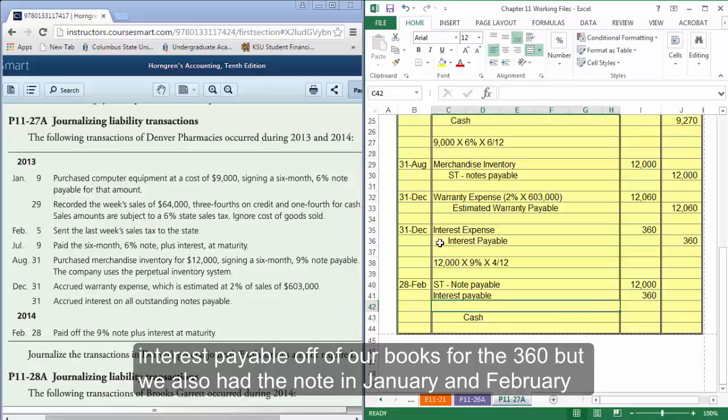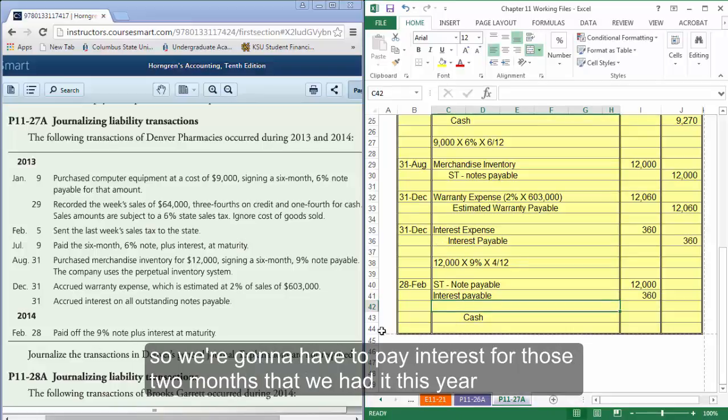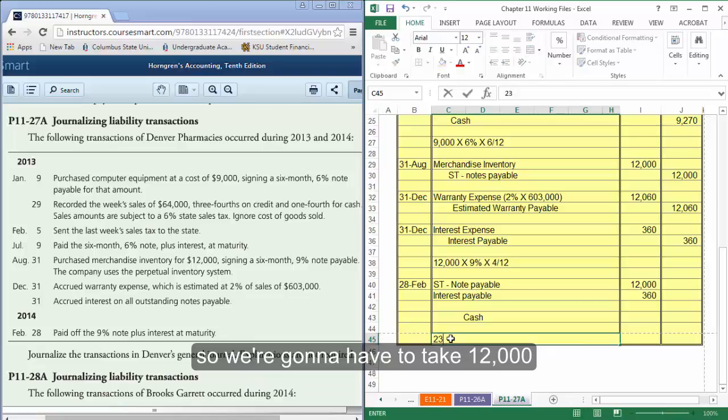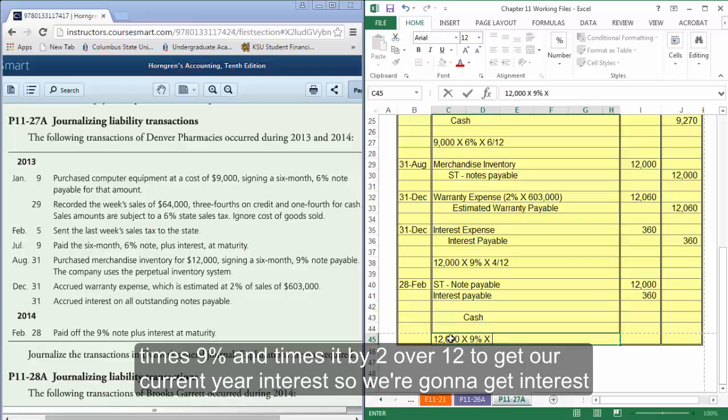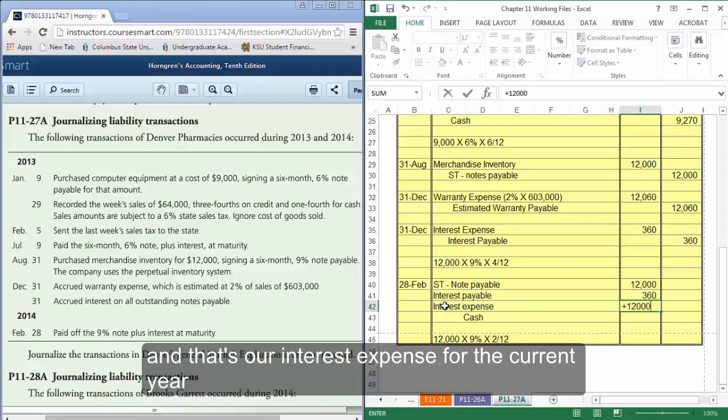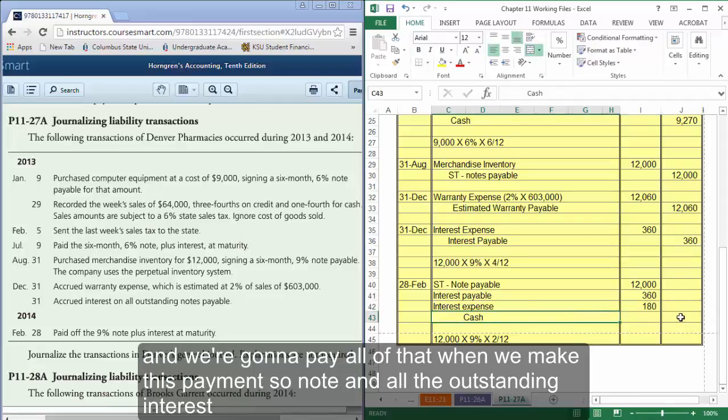But we also had the note in January and February, right? So we're going to have to pay interest for those 2 months that we had it for this year. So we're going to have to take $12,000 times 9% and times it by 2/12 to get our current year interest. So we're going to get interest, and that's our interest expense for the current year. And we're going to pay all of that when we make this payment. All right, so the note and all the outstanding interest.